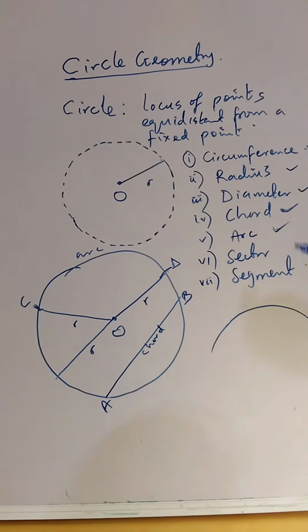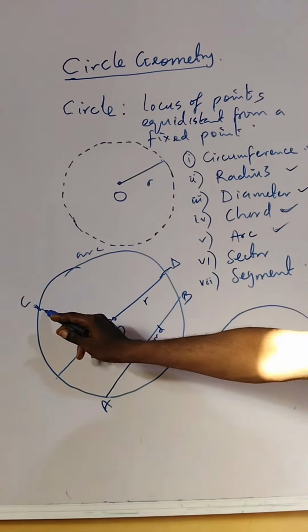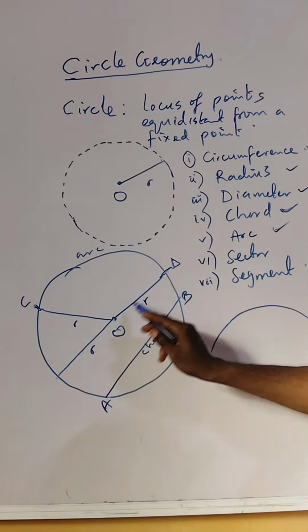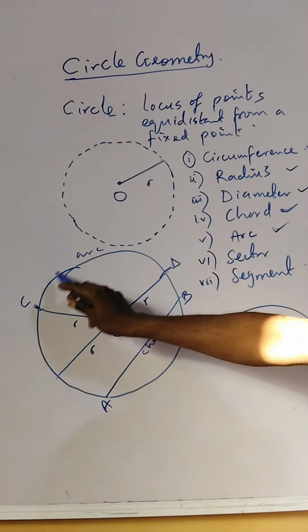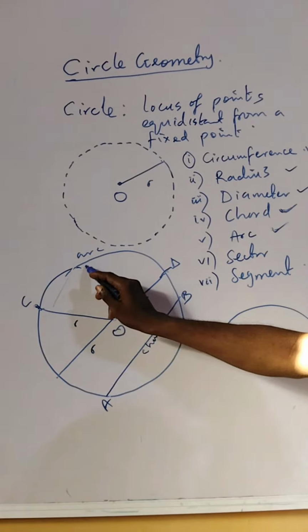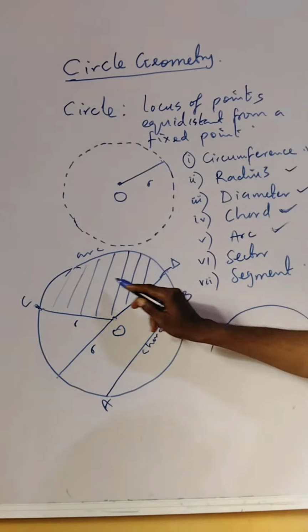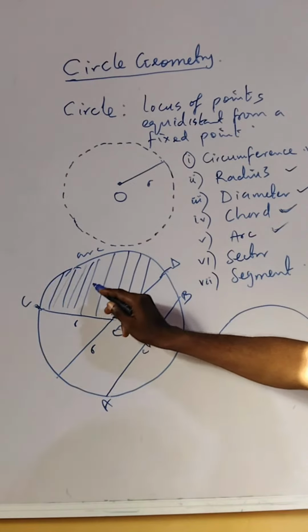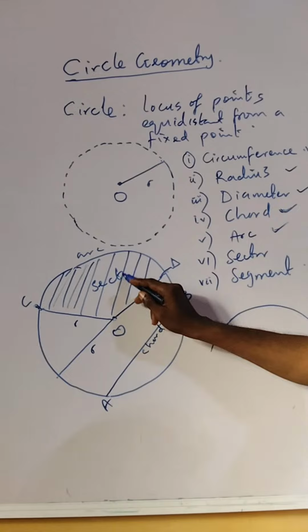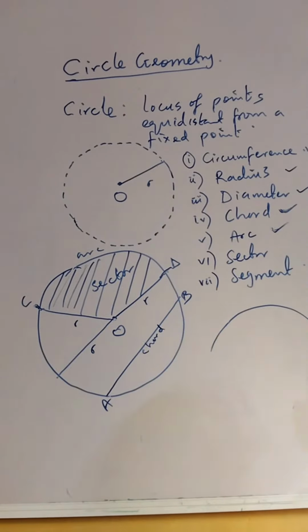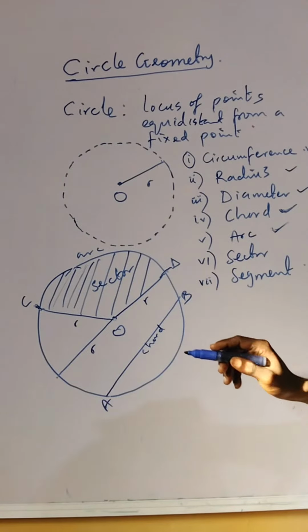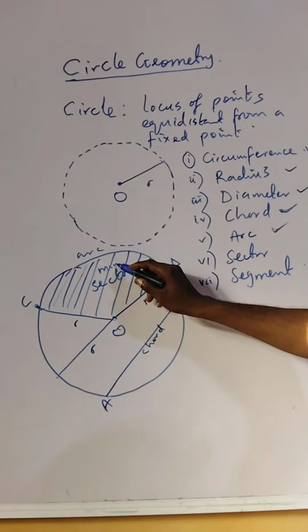And what is a sector? A sector is a region that is surrounded by two radii and an arc. Just like we have it here, CO is a radius, DO is a radius, and CD is an arc. So this region bounded by those two radii and an arc is what is called a sector. That's a sector of a circle. In this circle, the sector we shaded is a smaller sector, and we can also call it minor sector.